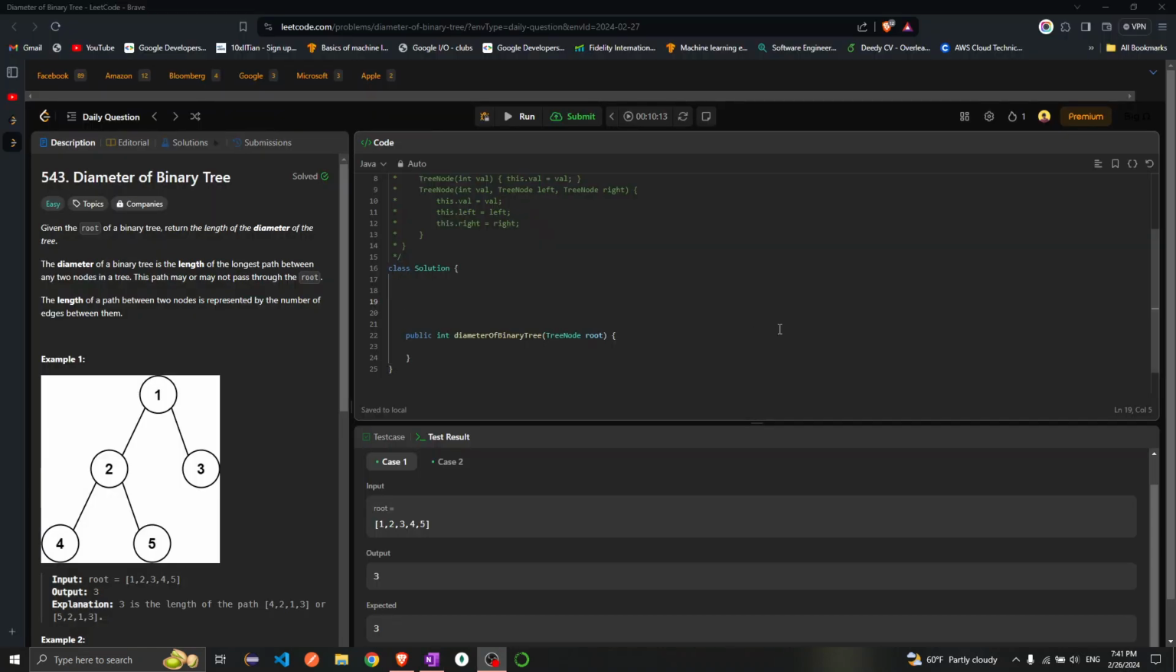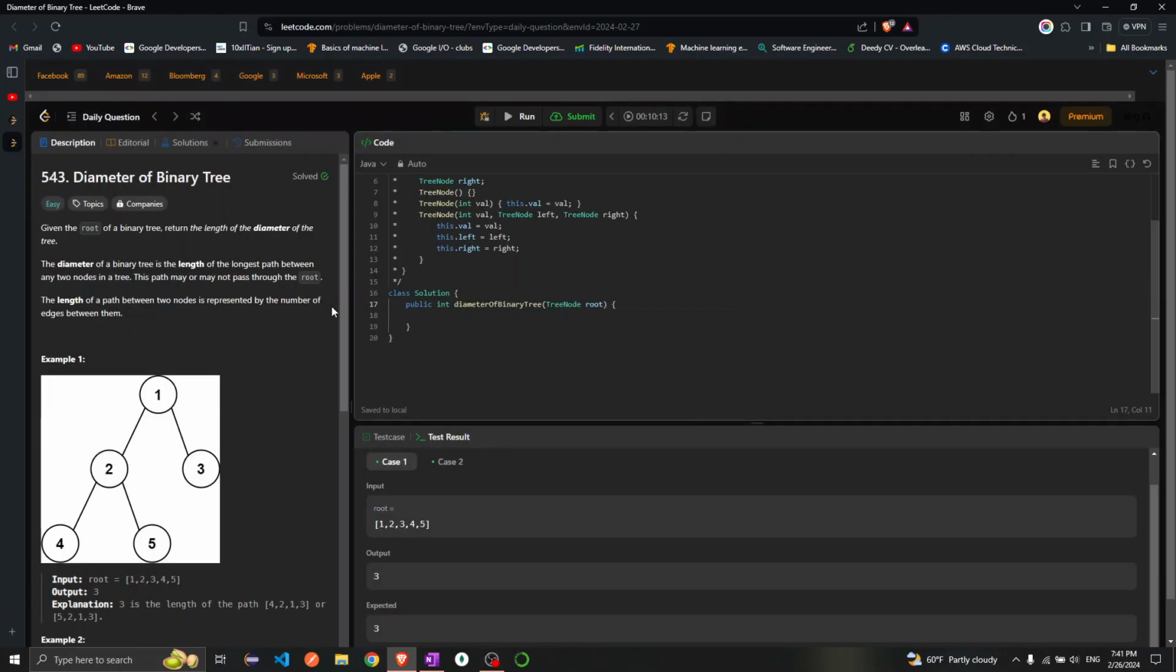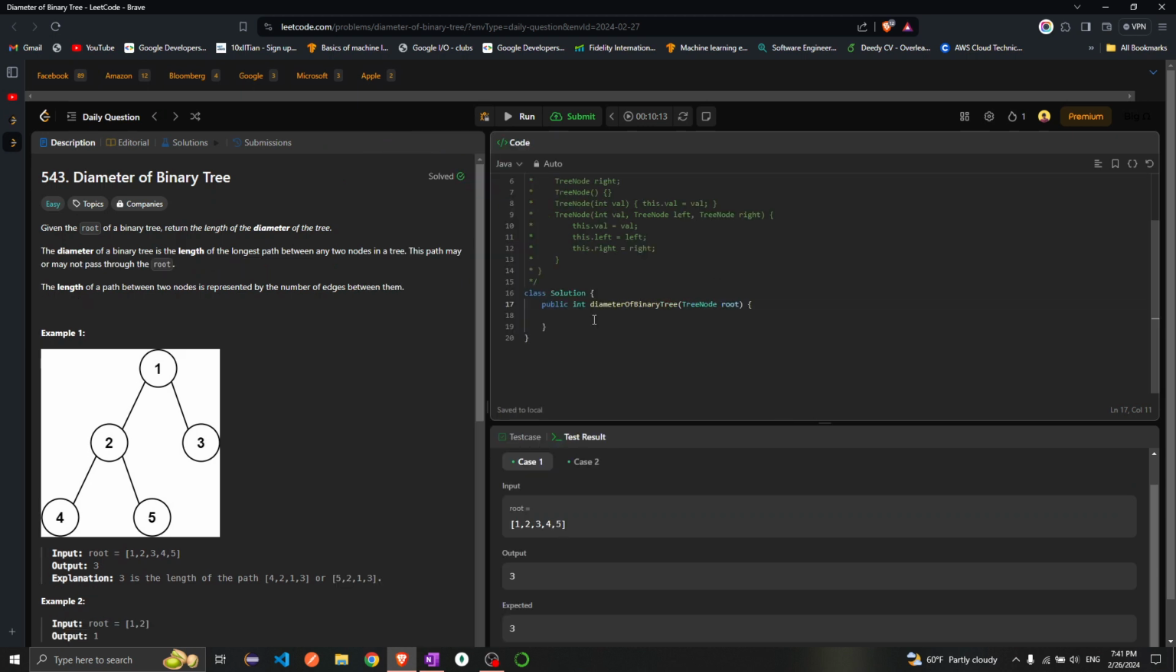Now let's see how we are going to use this approach to solve the question. So let's solve the question right now. We're basically given the root of the binary tree, and we need to return the diameter. I'm just creating a function called find diameter. So this will return the diameter. Find diameter of tree node of root.